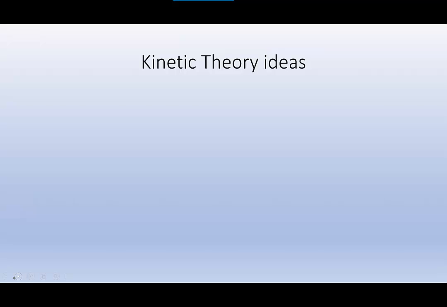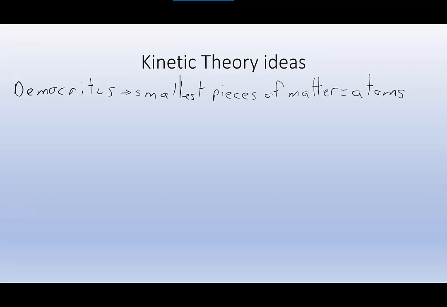So let's start with kinetic theory ideas. Really, the idea of kinetic theory began in ancient times with a scientist by the name of Democritus. Democritus named the smallest piece of matter an atom. He's the one that really decided that the things that we look at are made up of smaller objects, and those smaller objects are atoms. This got people thinking about, well, what are atoms and how do they interact?